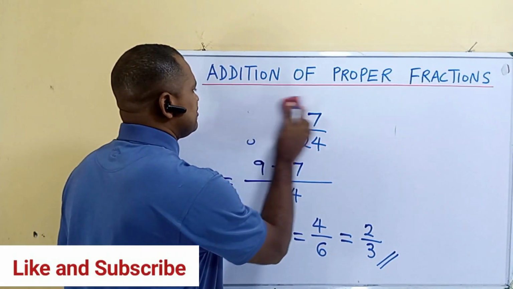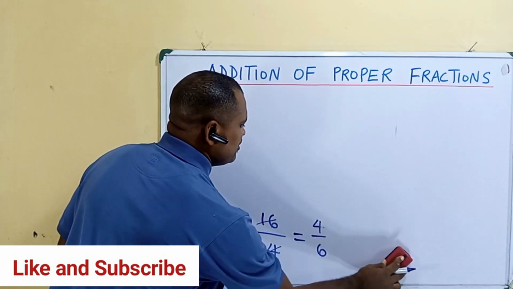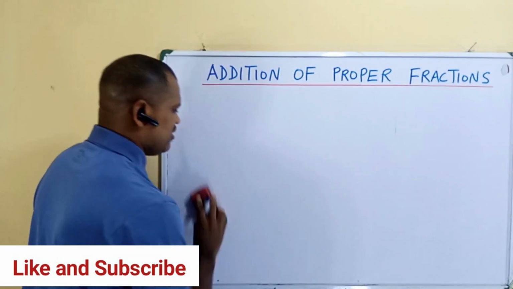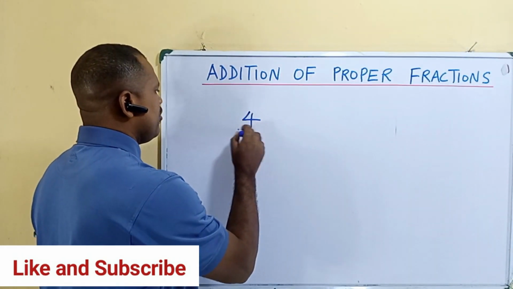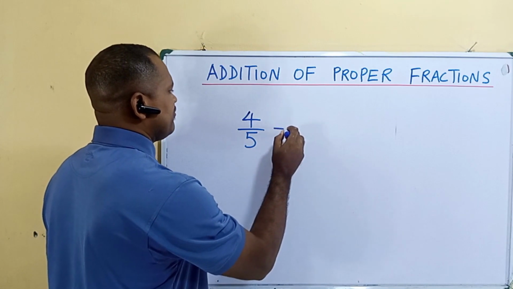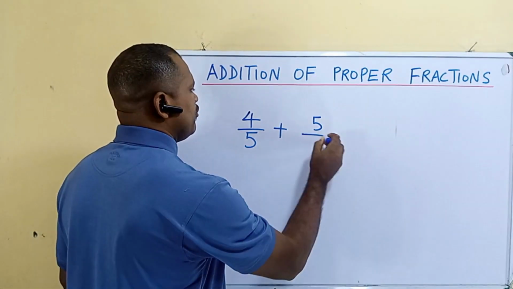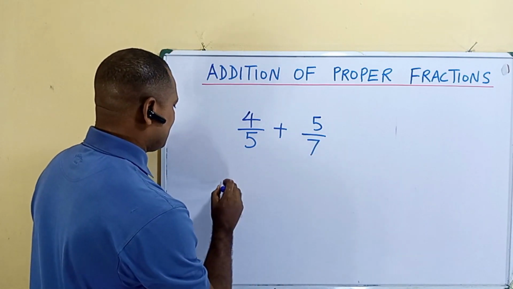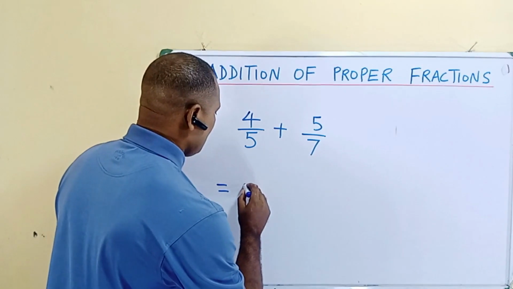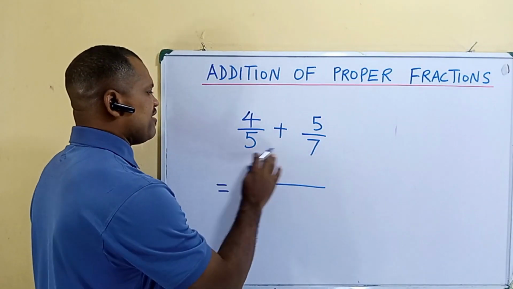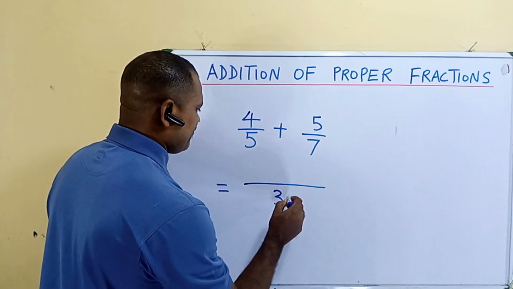Let me clean this. So as you can see, fraction is very sweet. Very, very sweet. Let's do 4 over 5 plus 5 over 7. The first step is to find the LCM of 5 and 7. And the LCM is 35.